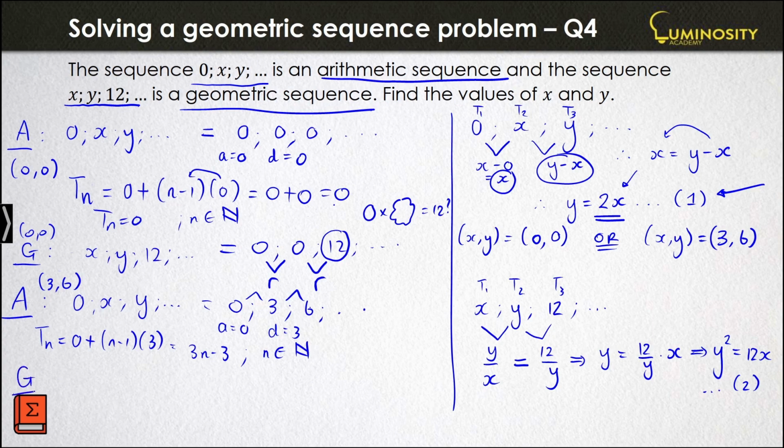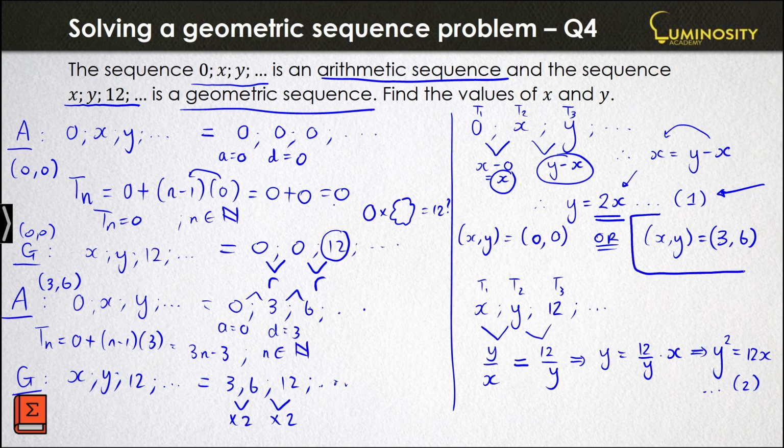What about a geometric sequence? Well, it's going to be x, y, 12, and so on. But we know x and y, that's 3 and 6, and 12, and so on. Now this looks like it's a geometric sequence because 3 times 2 is 6, 6 times 2 is 12. So this also satisfies the geometric sequence. Therefore, we can conclude that the only valid solution is this ordered pair here, when x is 3 and y is 6.